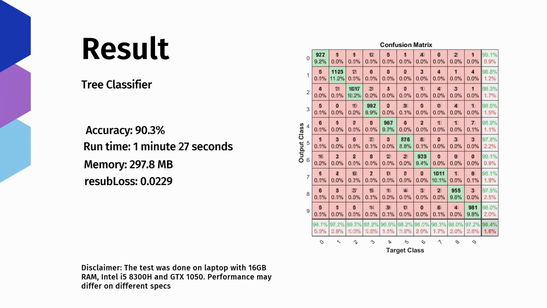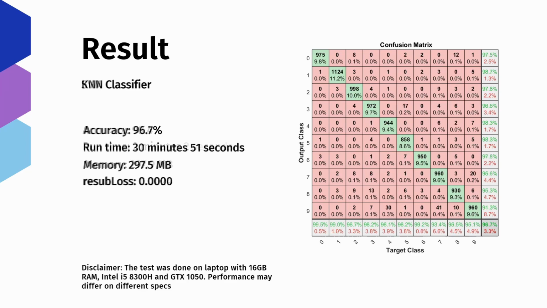For the next result, which is the SVM classifier, or support vector machine, the accuracy of this model is very great, which is 98.4%, and the runtime is also moderate, which is 2 minutes and 2 seconds. The memory also does not differ much from the previous model, which is 297.9 megabytes, and the resubstitution loss is 0.0024, which is quite low and great.